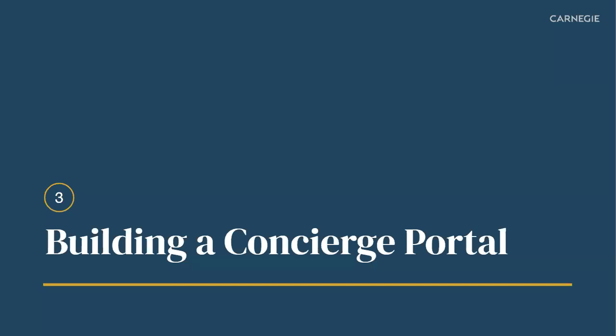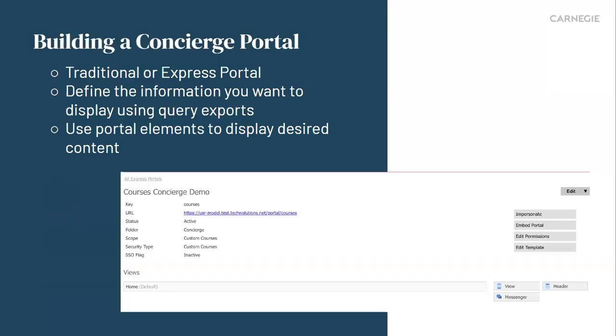Now, let's build a Concierge portal. Concierge can be built in a conventional or express portal. Whichever portal you choose, some HTML and CSS knowledge will come in handy when customizing the look and feel of the Concierge portal. In this example, we've used an express portal that is dataset scoped. This Concierge is meant for faculty or other administrators to look up course information from a custom courses dataset. From this Concierge, they should be able to view class lists and communicate with students or other staff.